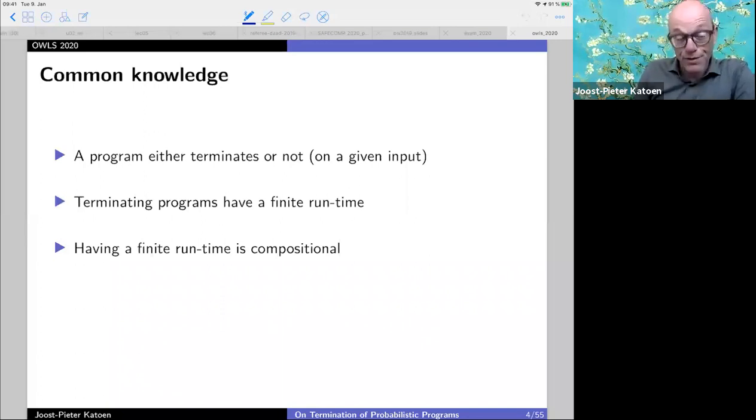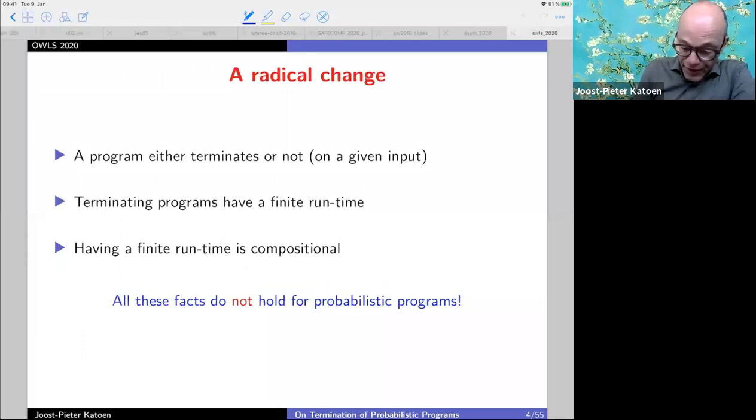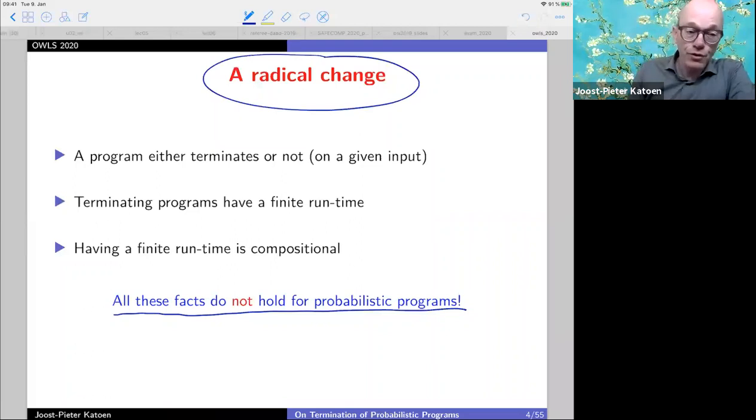And the third obvious thing that we know about having a finite runtime is that this is compositional. What do I mean by this? If we have a program P, which has a finite runtime, and we have a program Q, which has a finite runtime, then it follows that P followed by Q also has a finite runtime. Why? I mean, that's also something which is rather obvious for ordinary programs. What we're going to see is that all these facts no longer hold if we have probabilities in programs. So actually, termination is going to have quite a radical change if you consider programs that every now and then flip a coin. And that will be the topic of today's lecture.